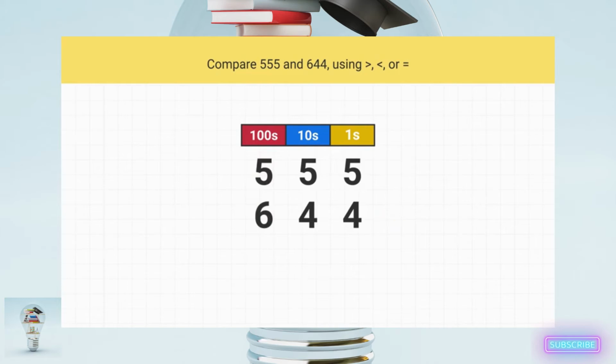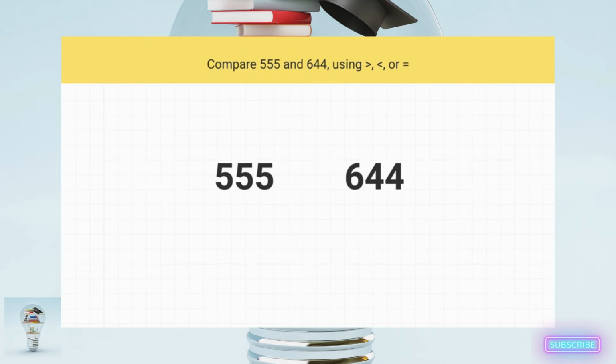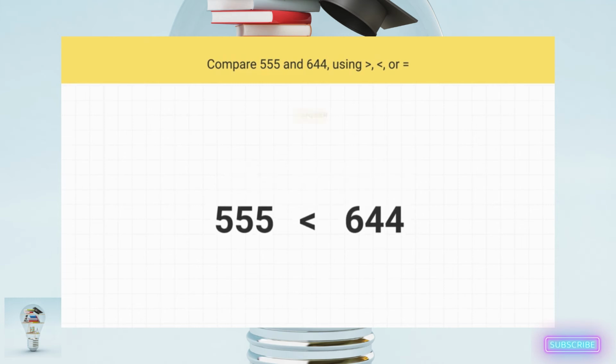That means all that's left is just writing the comparison. Well, we know 555 is less than 644. So we'll use a less than symbol. 555 is less than 644.